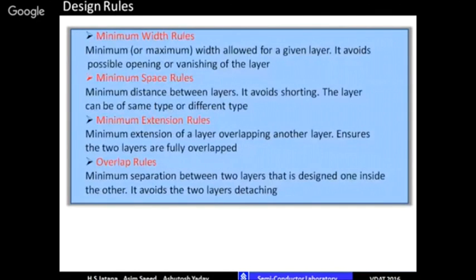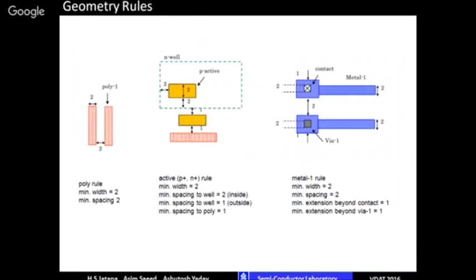Okay, so all design rules can be categorized into four different types: what is the minimum width, what is the minimum space, what is the extension, what is the overlap. If some layer is coming over the top of that layer, it has to extend so that there is proper connectivity between the two layers. So we will see some of these.